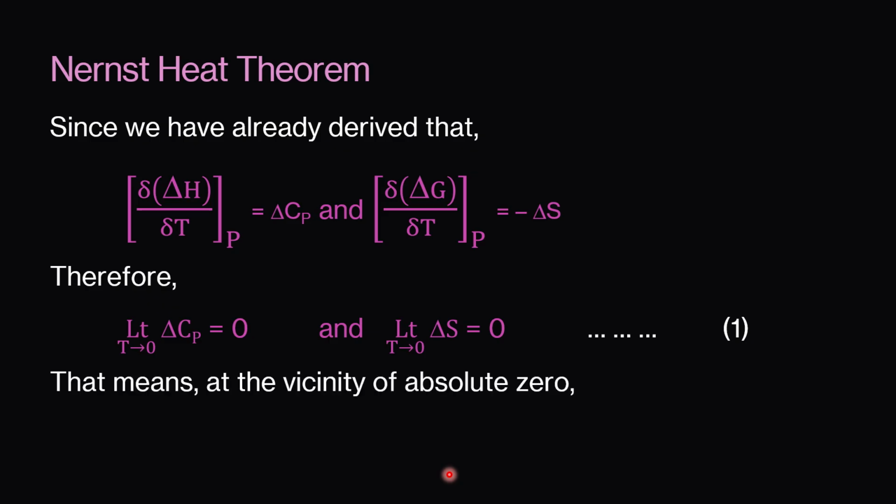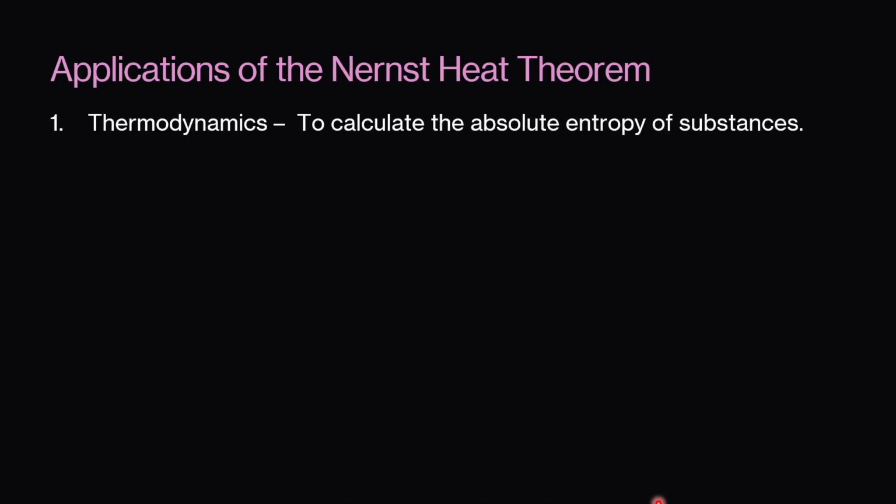Okay. That means in the vicinity of absolute 0, if delta S becomes 0, then S2 equals S1. That means the final entropy is almost equal to the initial entropy. Similarly, the final heat capacity is almost equal to the initial heat capacity. And that's all. So this is actually the prelude of the third law of thermodynamics, which will be discussed in the second lecture of this topic. So that's all about the Nernst theorem.